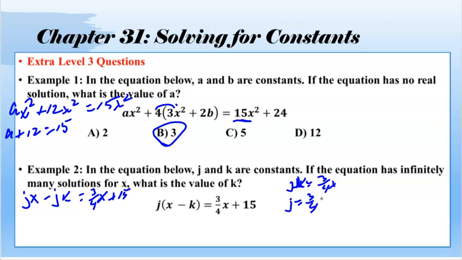Now to find our k, all I have to do is put 3/4 in for j times k. This has to equal 15. So to get k by itself, I multiply by -4/3. And I can divide a 3 here, divide a 3 here, and I'm left with 5 times -4. K is going to equal 5 times -4. It gives us a -20.